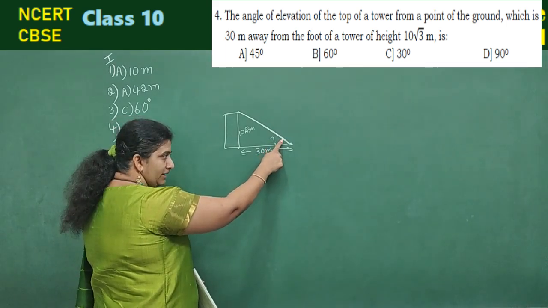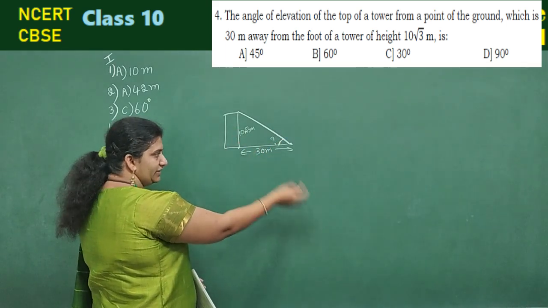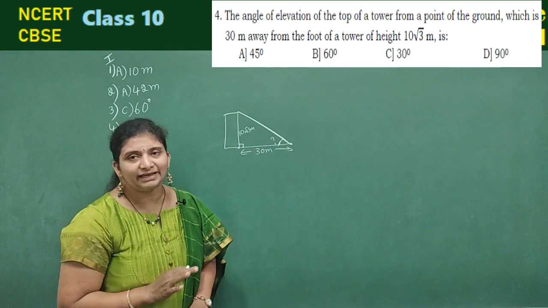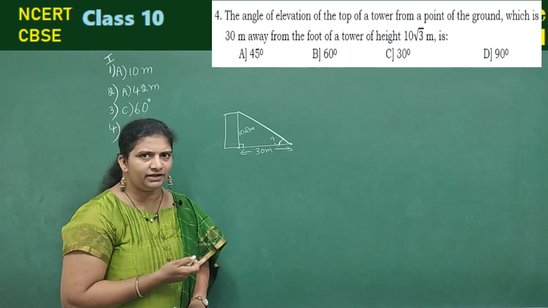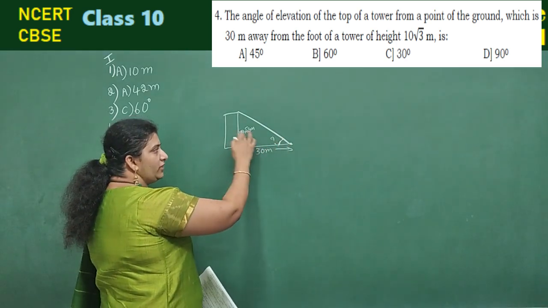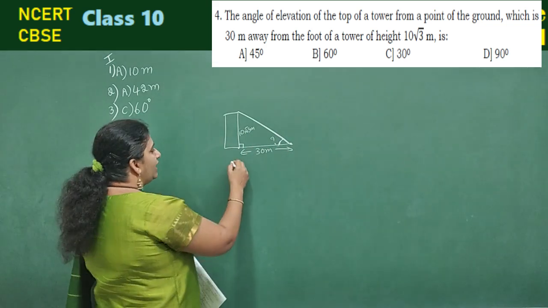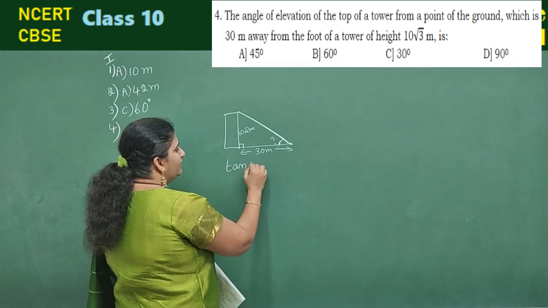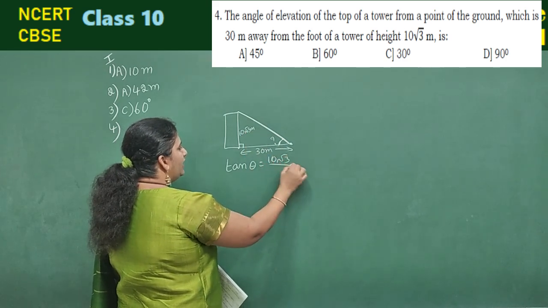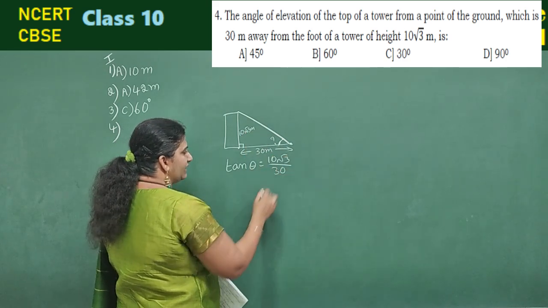Observe, the angle is here, opposite, adjacent. Whatever figure we get here, all will be right angled triangles. The building will be perpendicular, right? So it is a right triangle. We are talking about opposite and adjacent. Let me take tan theta, opposite 10 root 3 by adjacent 30.